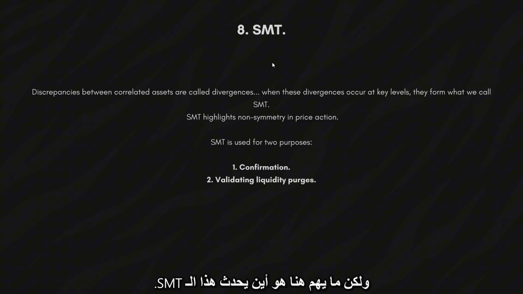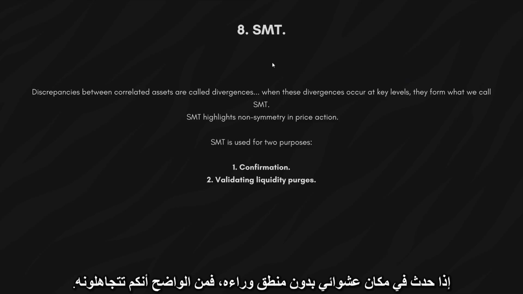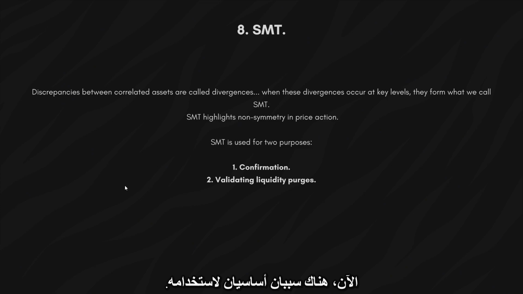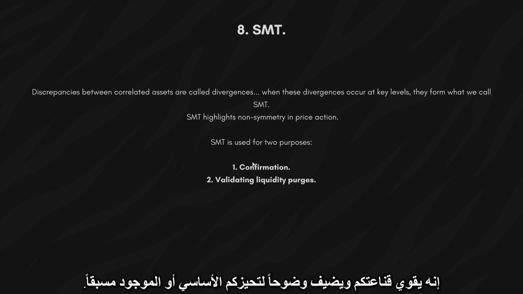But what matters here is where that SMT happens. If it happens at a random place with no logic behind it, then obviously you ignore it. But if that SMT happens at a key level and there's logic behind it, that's where things get interesting. Now there are two core reasons why we use it. SMT has two core purposes. Number one is confirmation. SMT basically confirms your bias. It strengthens your conviction and adds clarity to your underlying or pre-existing bias.